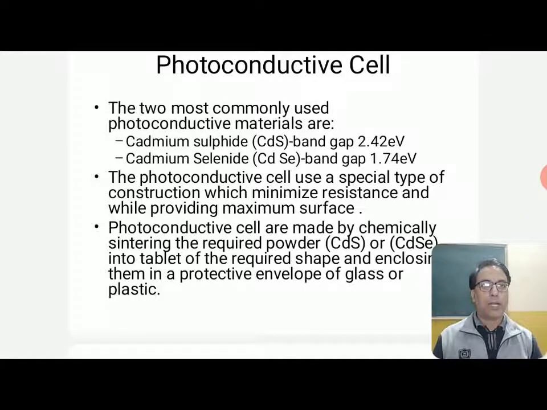Photoconductor cells are made by chemically sintering the required powder of CdSe into a tablet of the required shape and enclosing it in a protective envelope of glass or plastic. We simply do a sintering of these materials on a conductive plate in the form of a tablet, and these are encapsulated in glass or plastic so that the light energy can enter the photoconductive cell.